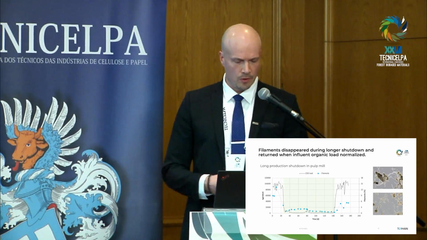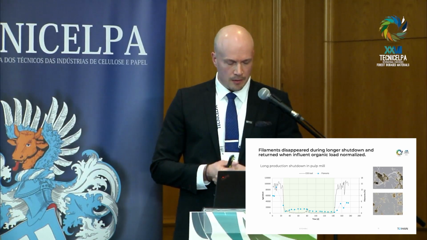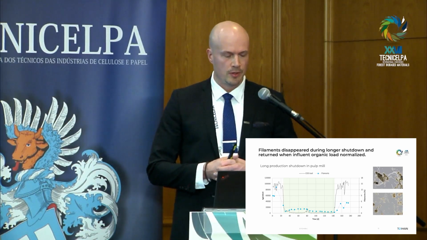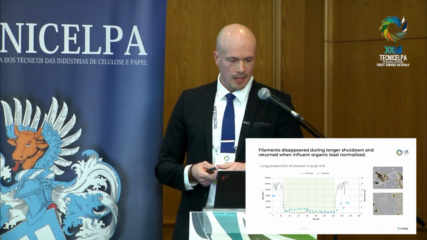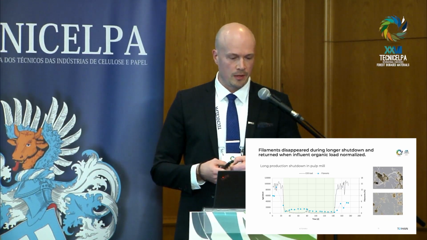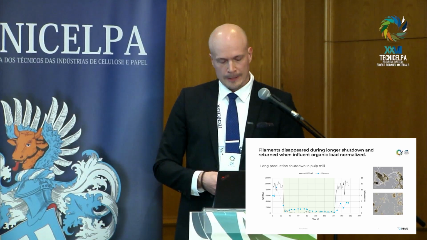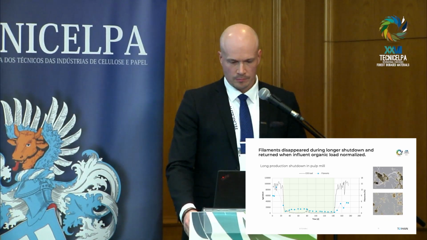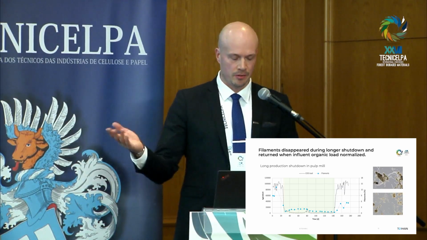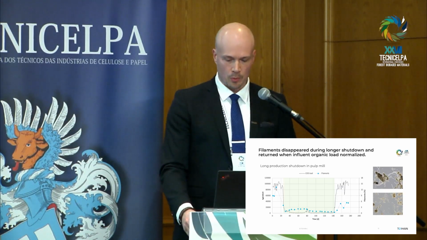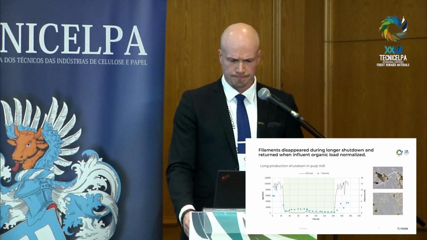And the longer shutdown also. This was a bigger pulp mill, and I have a similar COD load as the black line, and then filaments in blue. They all disappear within the first days without any food, which is good. But then again, it's not selective. Of course, the longer the shutdown, it starts to affect the flocks as well. It's not only the filaments.